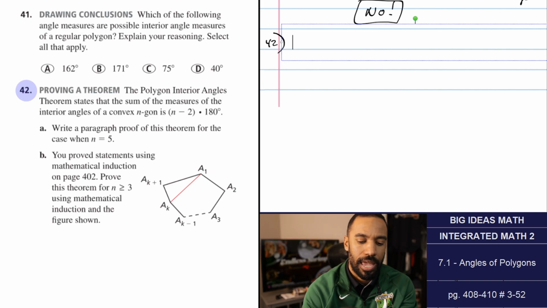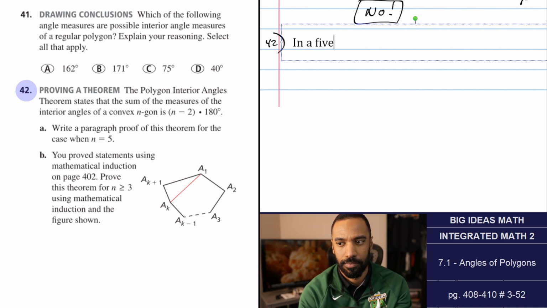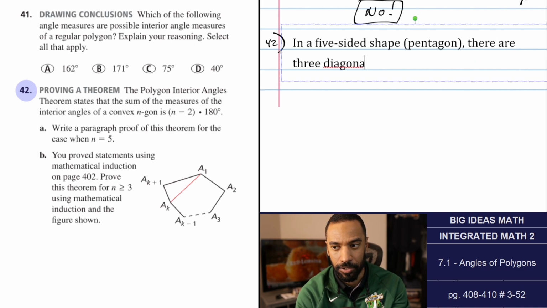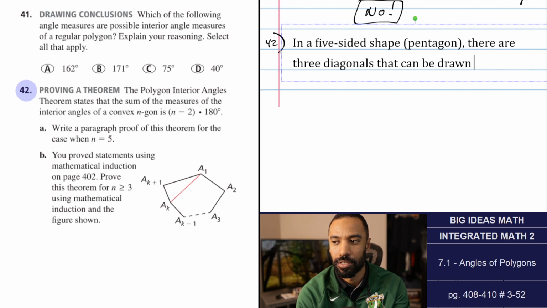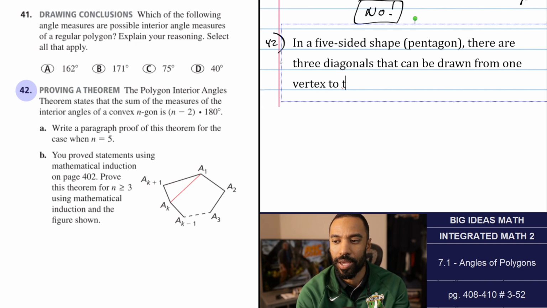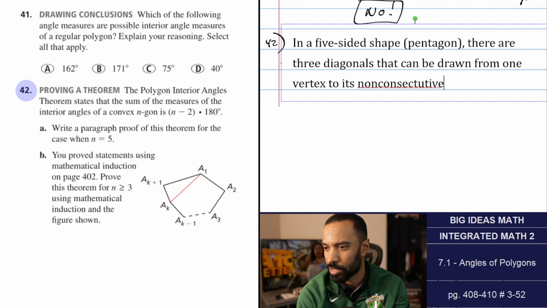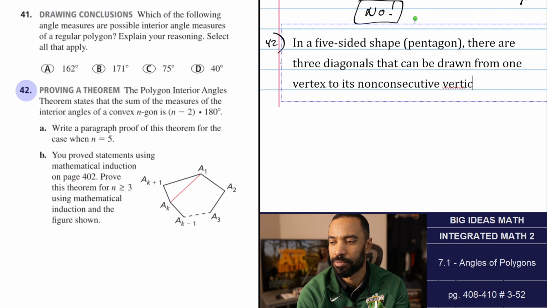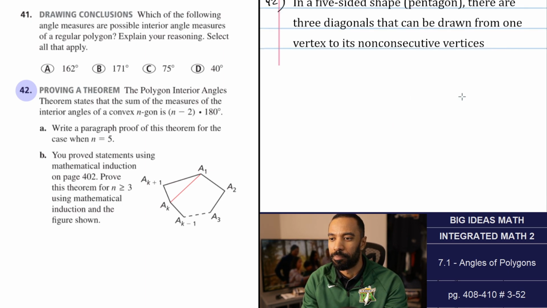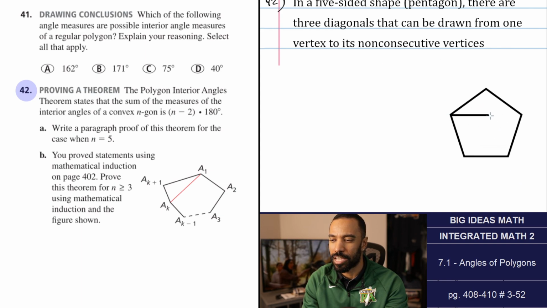Okay. In a 5-sided shape, also known as a pentagon, there are 3 diagonals that can be drawn from a single vertex to its non-consecutive vertices. No, there are 2 diagonals that can be drawn. I should probably draw this. Not 3. I'm going to go back and erase that. But there are 2. So from this vertex, I can draw one here and here.